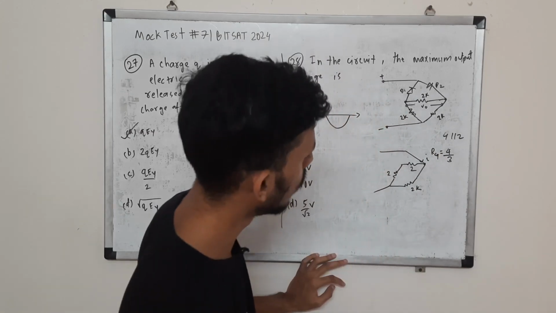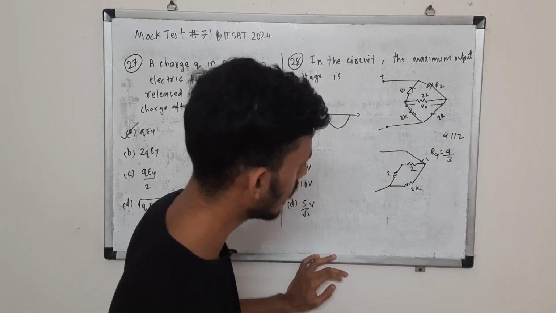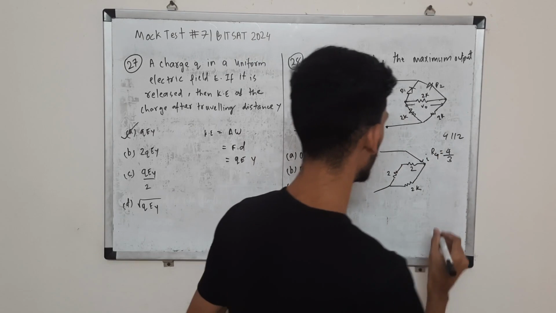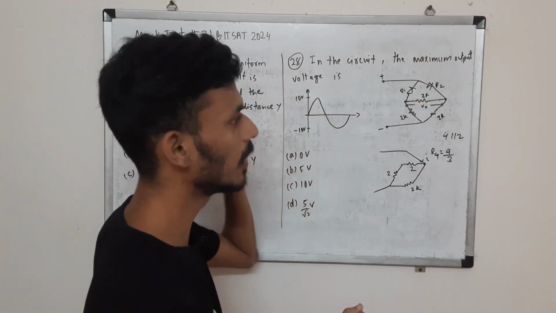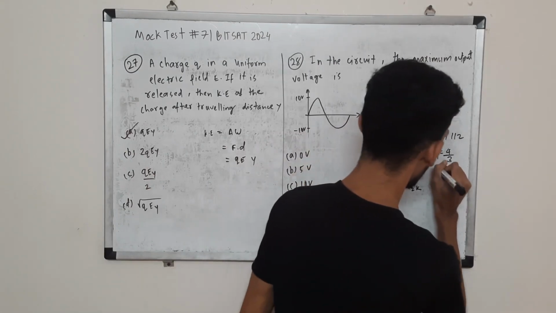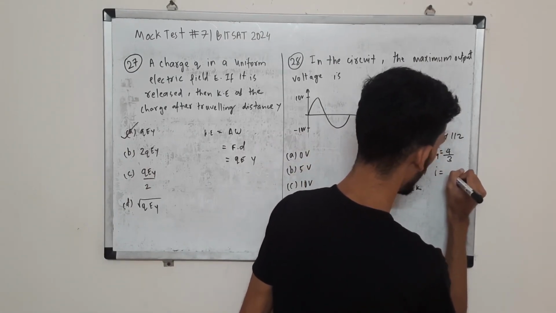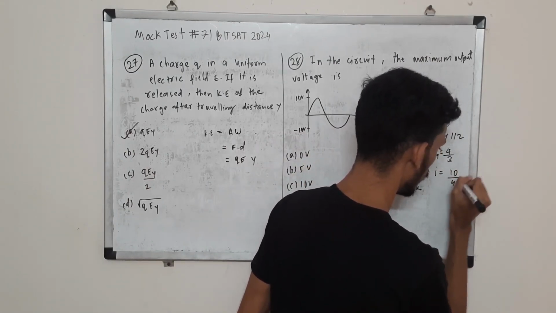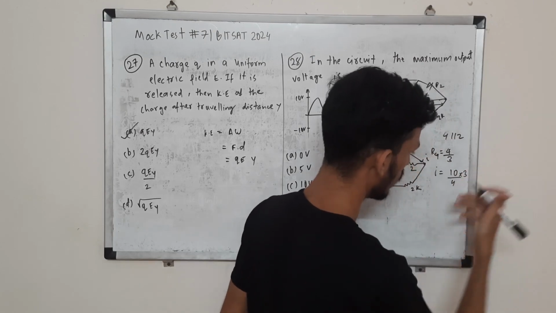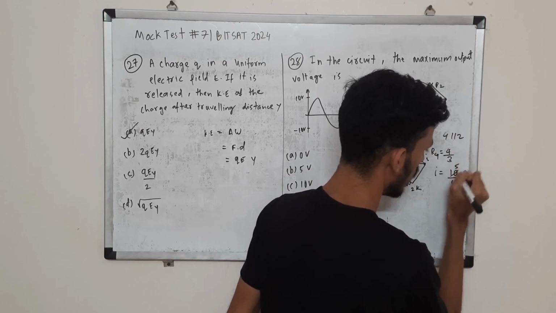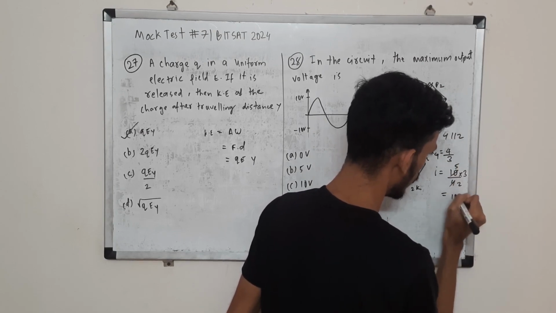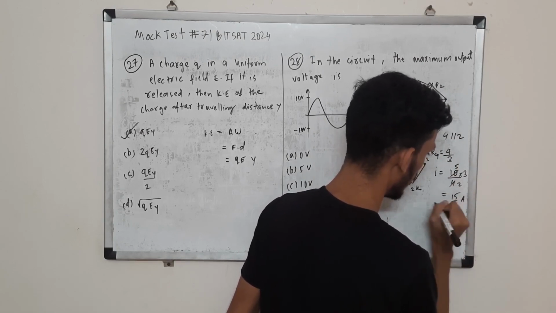Okay, now what can we do? What is the current through the circuit? Current at 10 volts. Since we want the maximum output, we'll consider the maximum input. So I is V by R, so 10 by 4 by 3, so 3 goes on top. This will give us 2 5s are and 2 2s are. So this is 15 by 2.